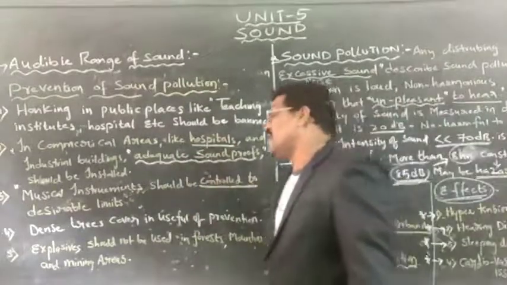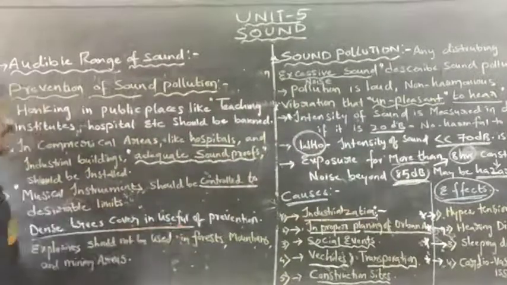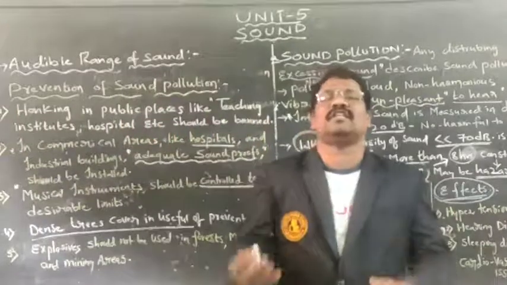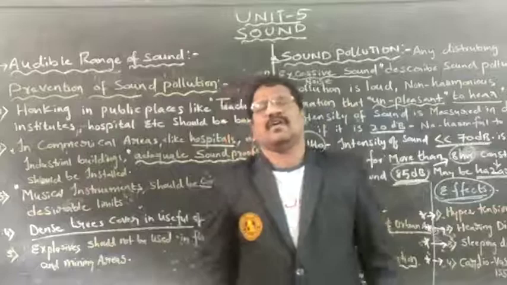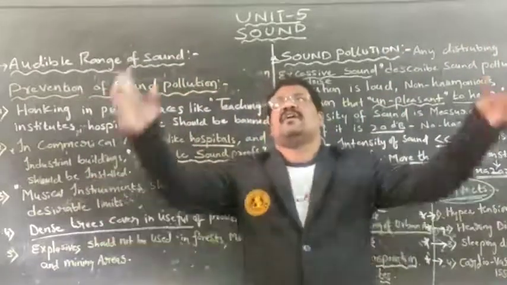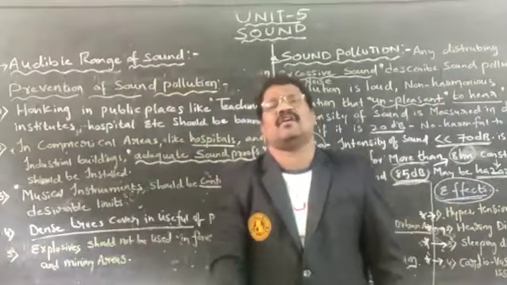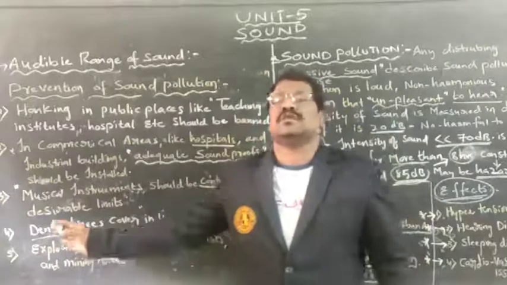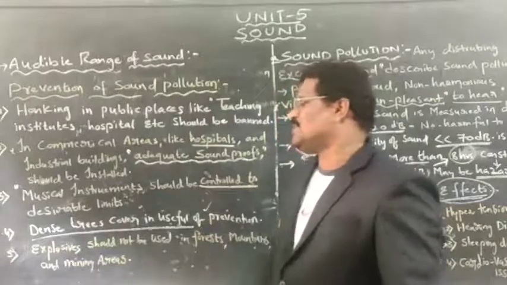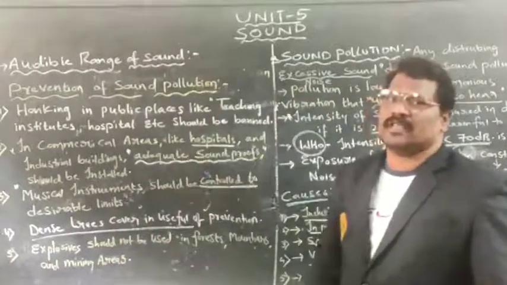Fourth one is what? Dense trees, meaning a lot of tree plantation. Nowadays our CM, KCR Garu, launched the Haritaharam project. We have to plant a lot of trees, so that rains occur continuously, and simultaneously they can also reduce sound pollution. This particular point also we can write to avoid sound pollution.